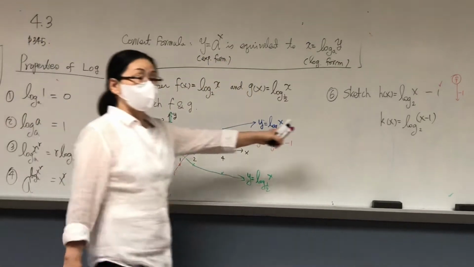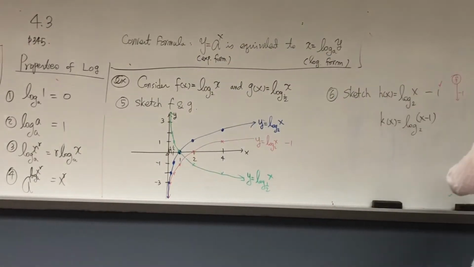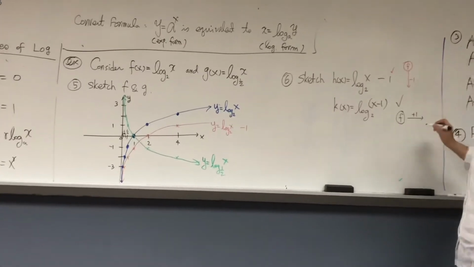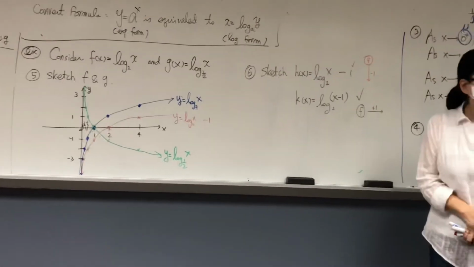What is this graph? From f, shifted one to the right. Yes. Am I right? So let's go.